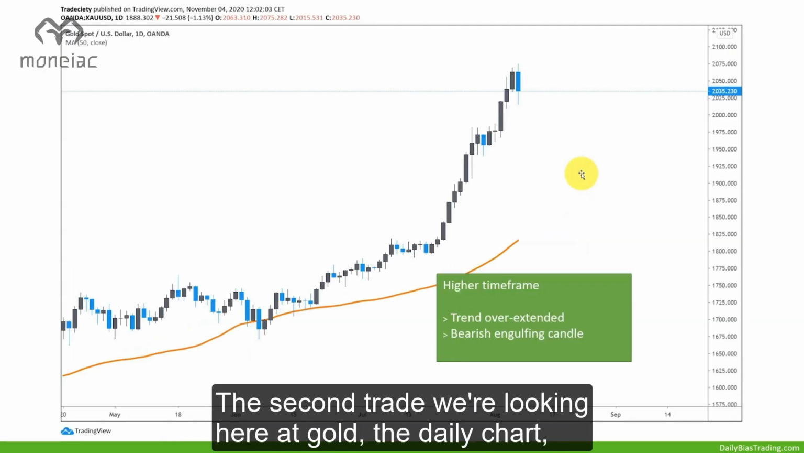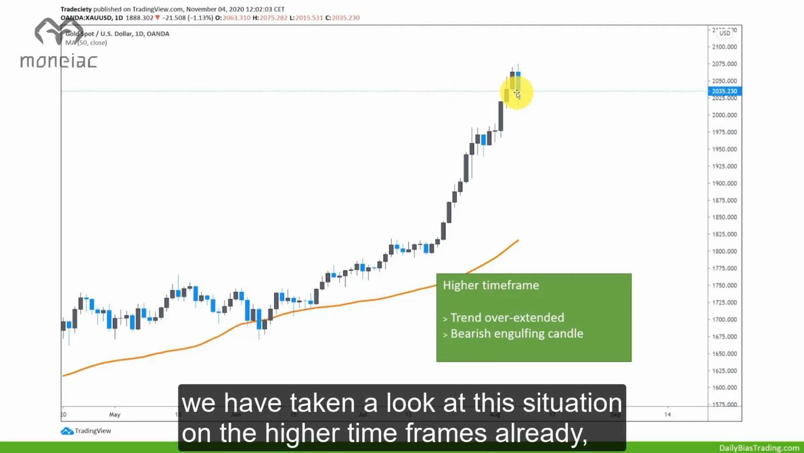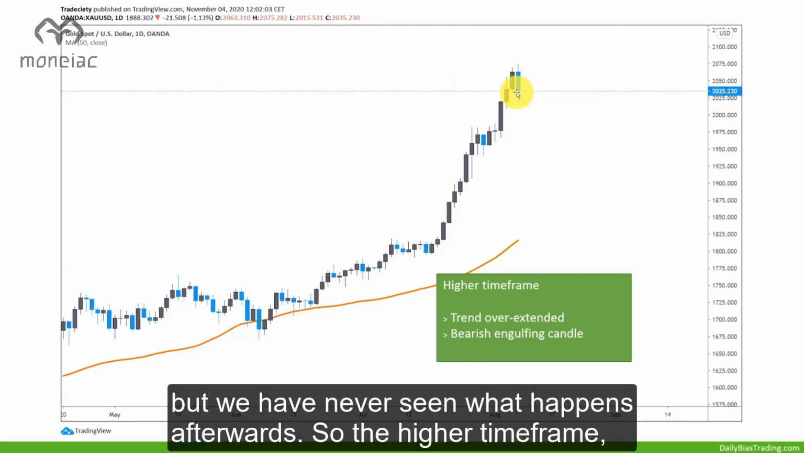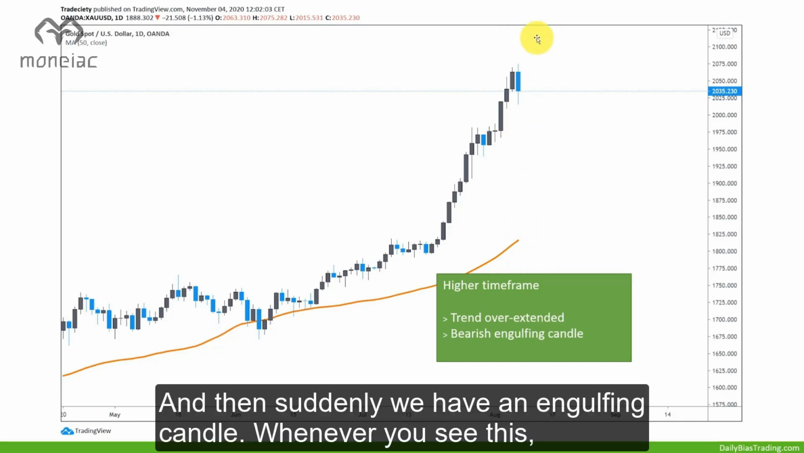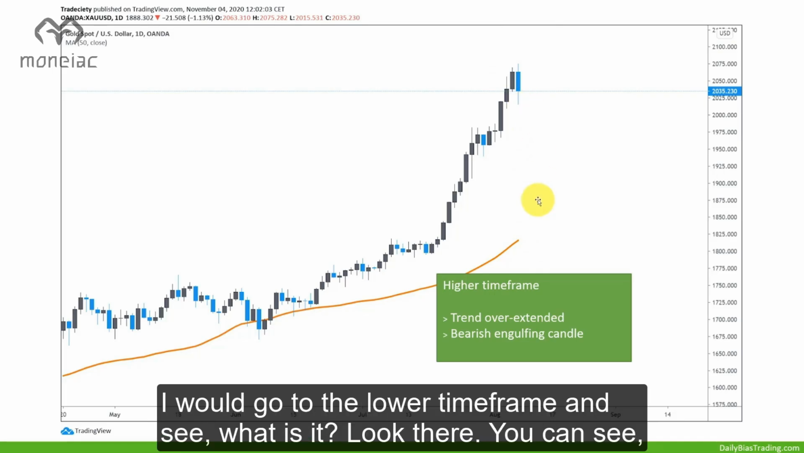The second trade, we are looking here at gold, the daily chart. We have taken a look at this situation on the higher time frames already, but we have never seen what happens afterwards. So the higher time frame, the price is very, very overextended here, very far away from the moving average, and then suddenly we have an engulfing candle. Whenever I see this, I would go to the lower time frame and see what it looks like there.